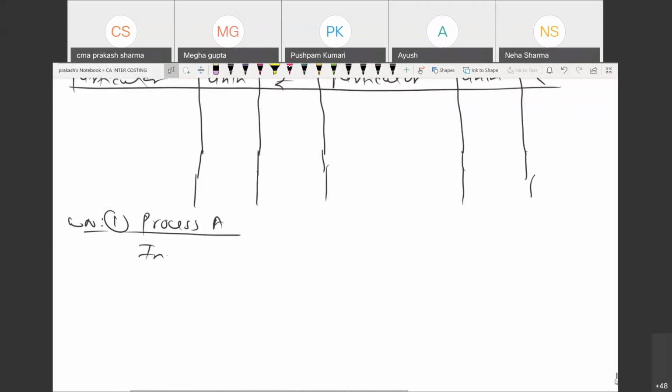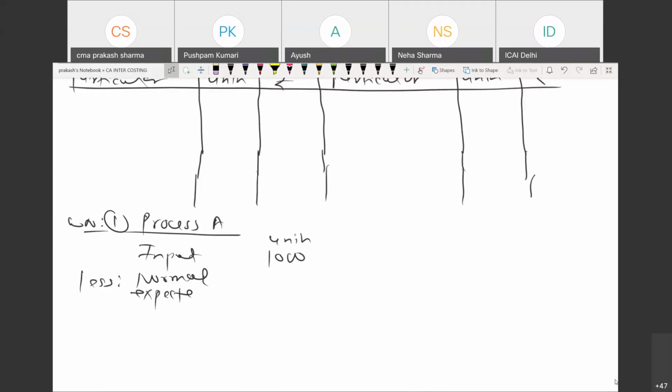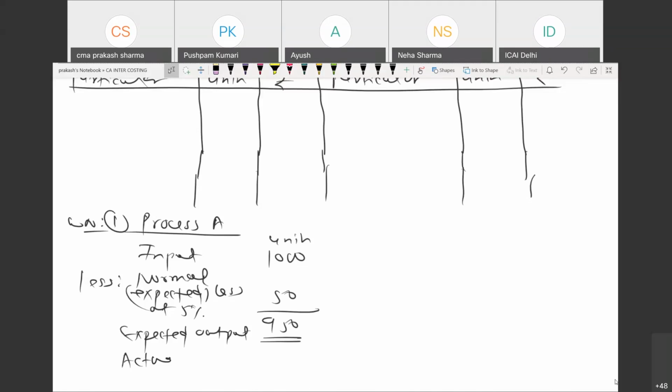What is the input quantity? Input quantity is 1000 units. Less: normal loss, which is expected loss and is predicted in advance, at the beginning of the process. So normal or expected loss at 5% of 1000 becomes 50. So 950 is our expected output from process A. But the question tells us that the actual output is 910 units.